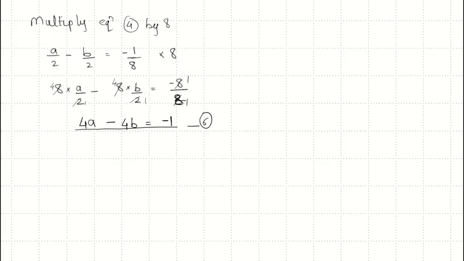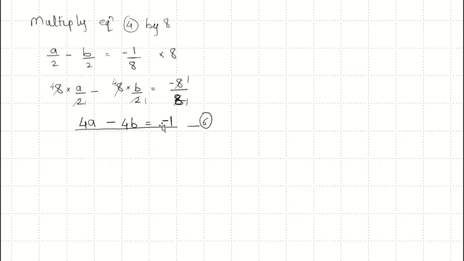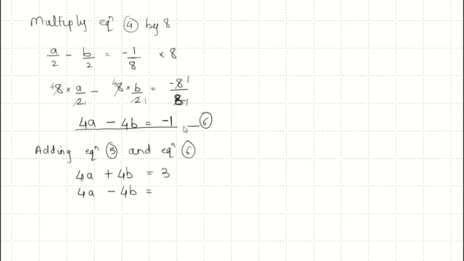So we have equation number 5, which is 4a plus 4b is equal to 3, and here we have 4a minus 4b is equal to minus 1. As we need to find the values of a and b, first we will add both these new equations, equation 5 and equation 6. Whenever the equations have opposite signs in them, try to first add those equations. It will give you a simple number.